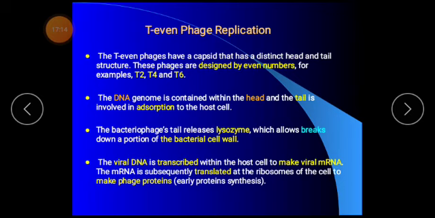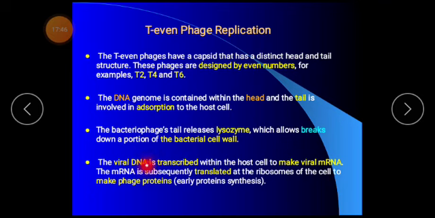So the bacteriophage's tail releases lysozyme. This is an enzyme. The tail of the bacteriophage releases the enzyme lysozyme, which allows breakdown of a portion of the bacterial cell wall. You know that the cell wall is hard, and that hardness requires an enzyme to be broken down. So the bacteriophage's tail releases lysozyme, which allows the bacterial cell wall to be broken down.